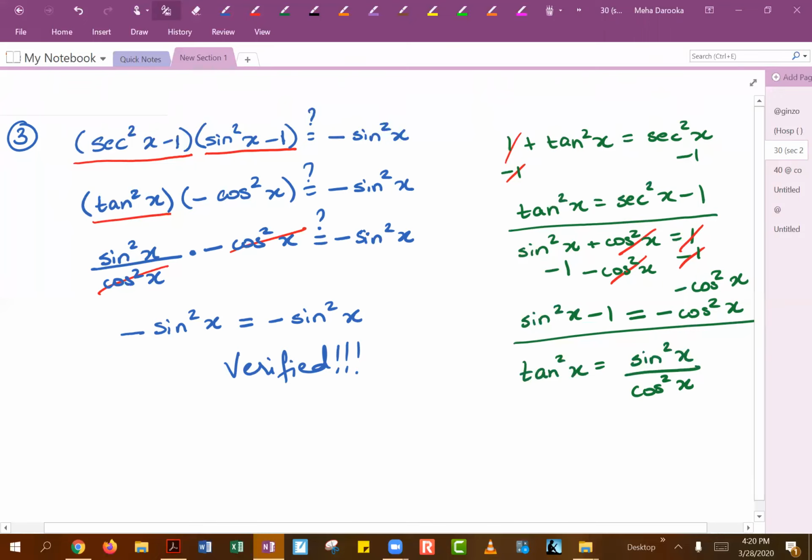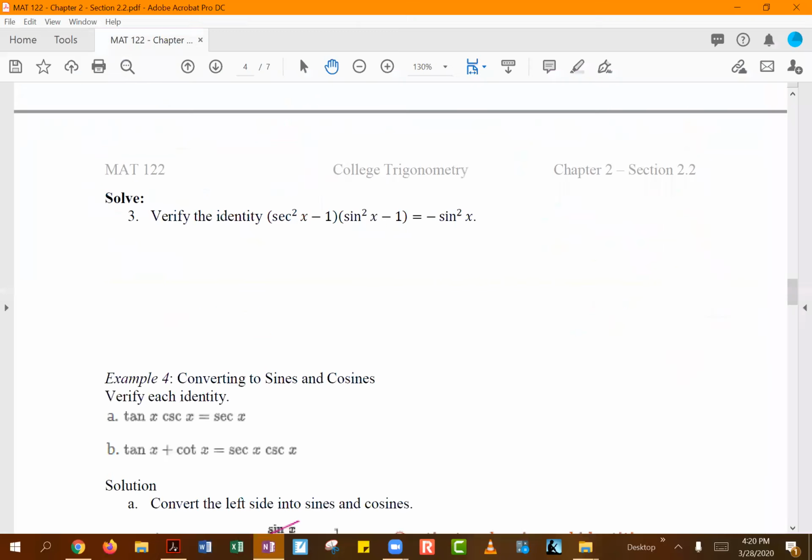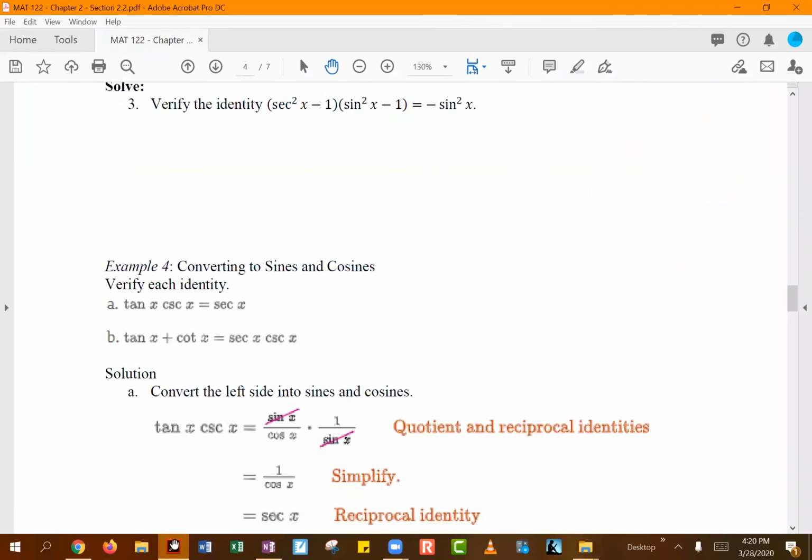Okay, so there you go. Not too bad. You just had to use, I guess, 3 different identities here to help you simplify this. But once you do that, it doesn't seem that hard to go about solving these problems. So that was our problem number 3.